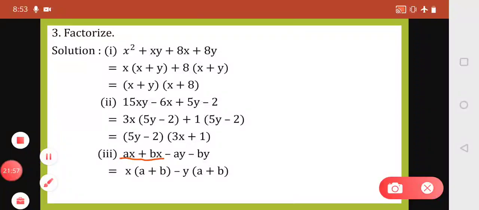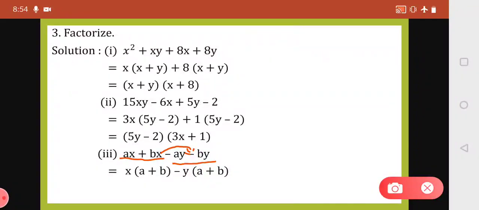From this x common, and a plus b we have written in the bracket. Now here again we have taken out y common from the second group. Now how a plus b? Because this minus minus, when we are making this bracket, this minus minus will become plus.